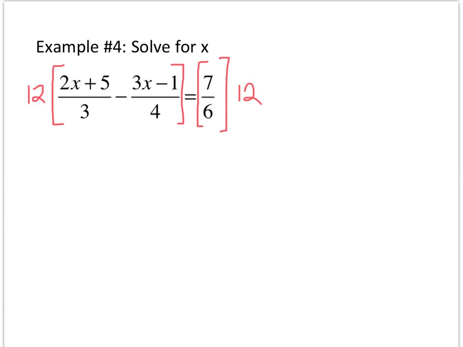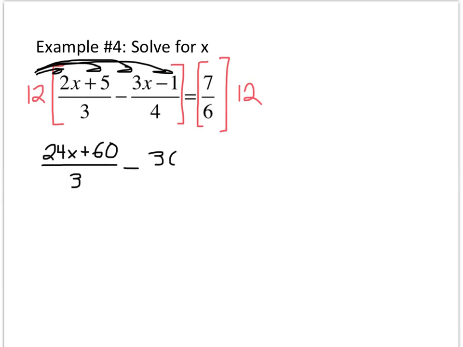So first, if I distribute through on the left-hand side, this is going to give me 24x plus 60. And I want to emphasize, I'm distributing that 12 not only to the first term, but to the second term, both terms on the top of this first fraction that's over 3. And then same thing here, to both terms above the 4. So that's minus 36x minus 12 over 4. And that's going to equal 12 times the 7, which is 84 over 6.